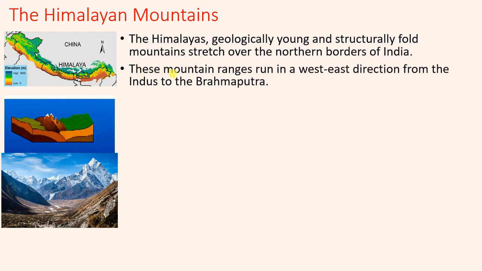The mountain range runs in a west to east direction from the Indus to Brahmaputra river. From the Indus to Brahmaputra, this side means the Indus river is making the boundary from the west side, and the Brahmaputra river is making the boundary from the east side of this Himalayan mountain.